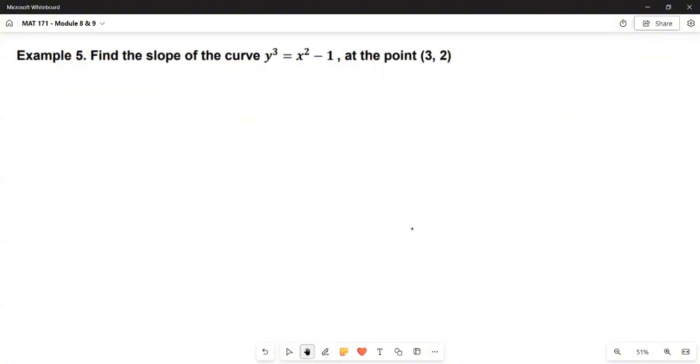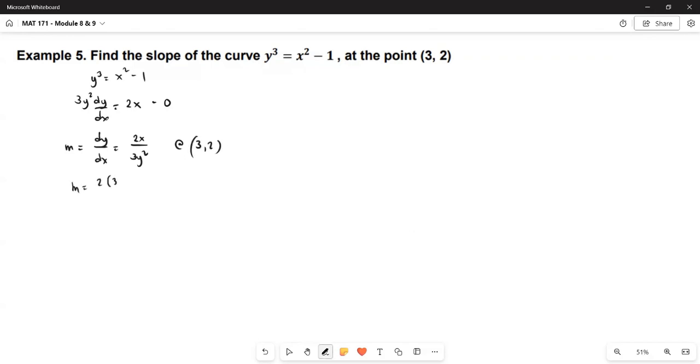So another example we have here, find the slope of the curve y cubed is equal to x squared minus 1 at (3, 2). So dito, pwede natin ulit gamitan ng ating implicit differentiation. Okay? So we have y cubed is equal to x squared minus 1. By implicit differentiation, we have 3y squared dy over dx equals 2x minus 0. Okay? So magiging dy over dx is equal to 2x over 3y squared. So yan din yung slope natin. So at (3, 2), m is equal to 2 times 3 over 3 times 2 squared. O cancel out na yan, cancel out yung isa. So magkakaroon ka na slope na 1/2 or 0.5.